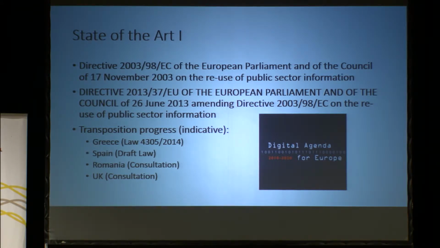So for instance, in Greece, the transposition is such that it makes the public sector information open by default. You don't need a license, basically. In the UK, you have the Open Government License. And you also have a differentiation between Crown copyright material and other public sector material. I'm not sure how Spain and Romania do it.